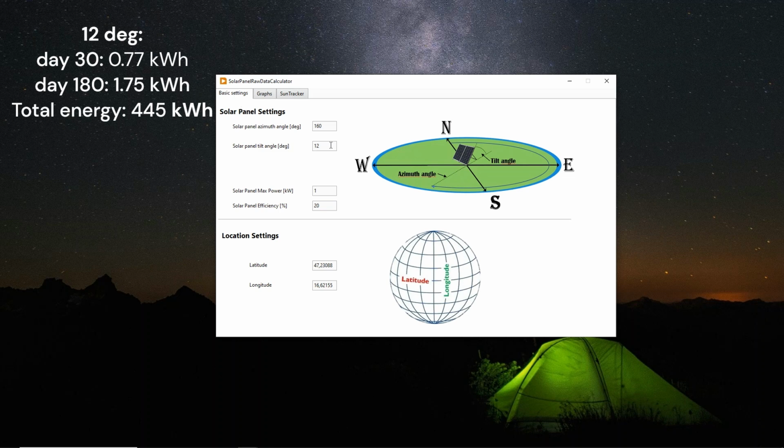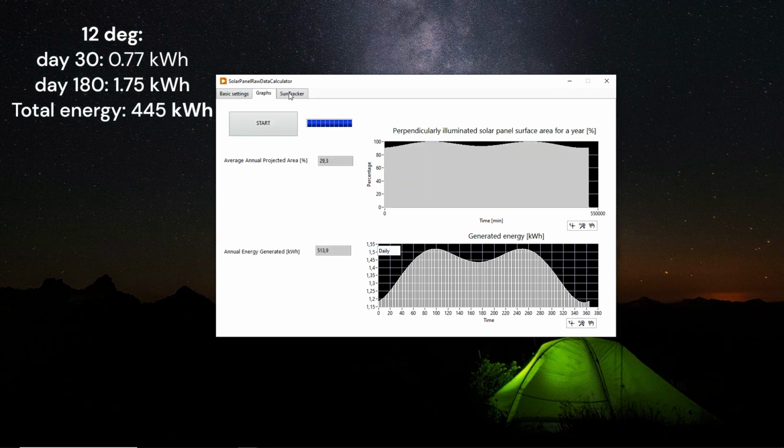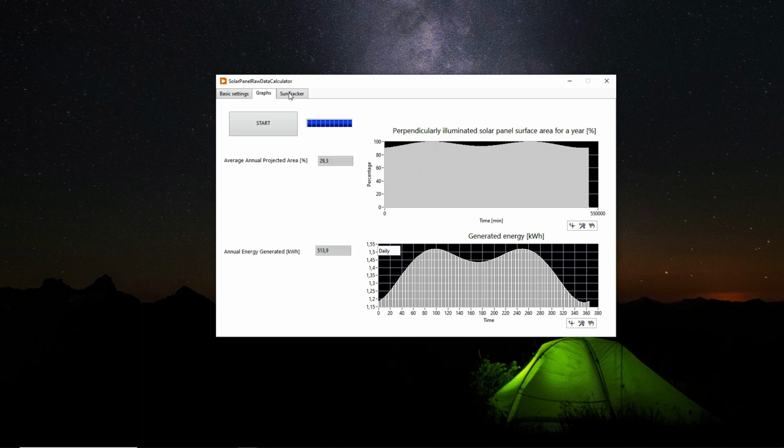Let's change the tilt angle of the solar panel to 47 degrees and rerun the calculation to see how the output is changing. Interesting thing you can see on the lower graph. The generated energy has two peaks, at around day 90 and day 250. The previous setup with lower tilt angle had only one peak during the middle of summer.